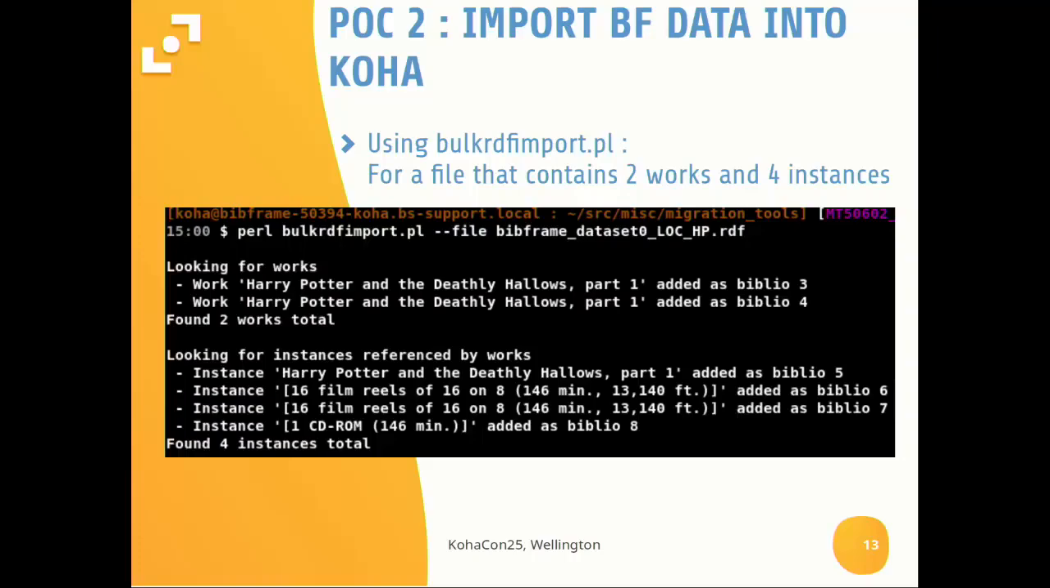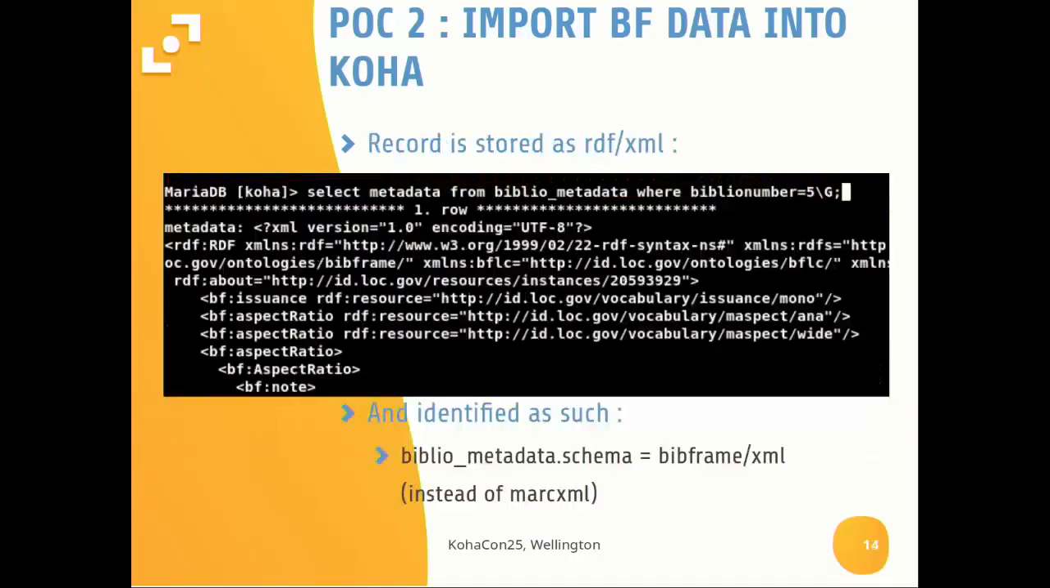So then you can see some screen captures of the bulk RDF imports tool. For a file that contains 2 works and 4 instances, you can see that it has parsed the works and parsed the instances. They are all created as biblios for now. And you then can see that they are indeed stored as RDF XML in Koha. I used the biblio metadata schema column in the database to identify those records as such.